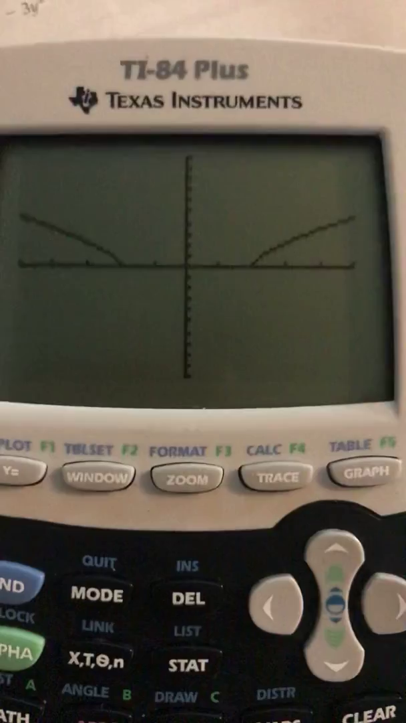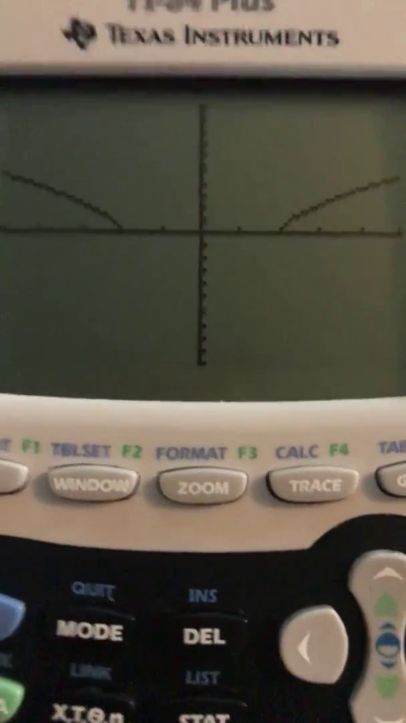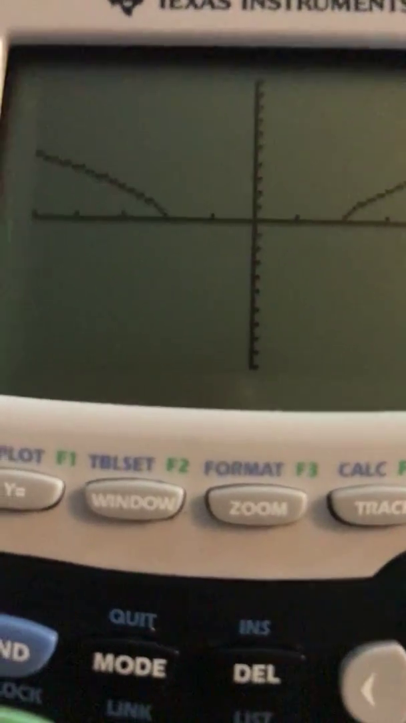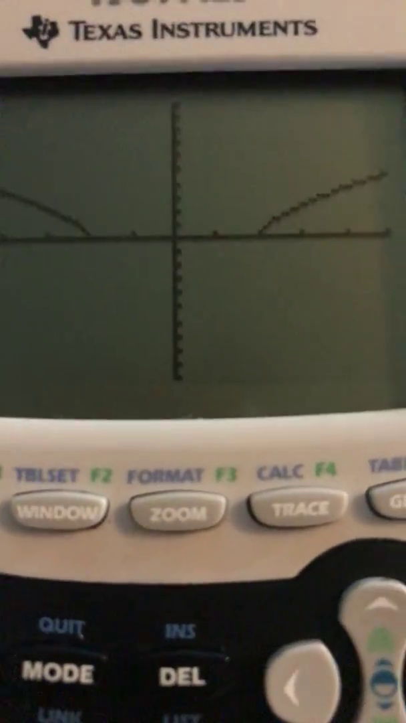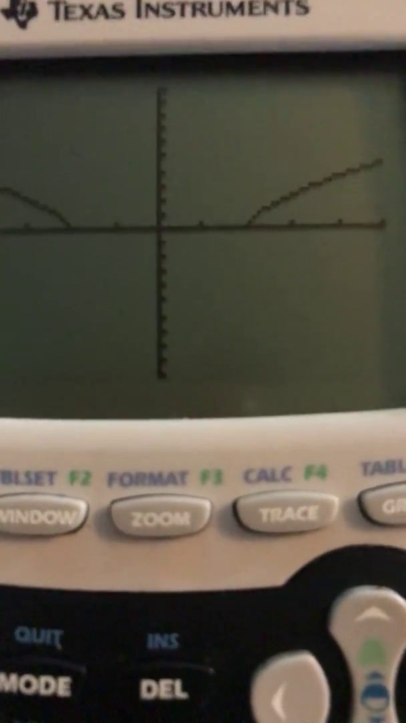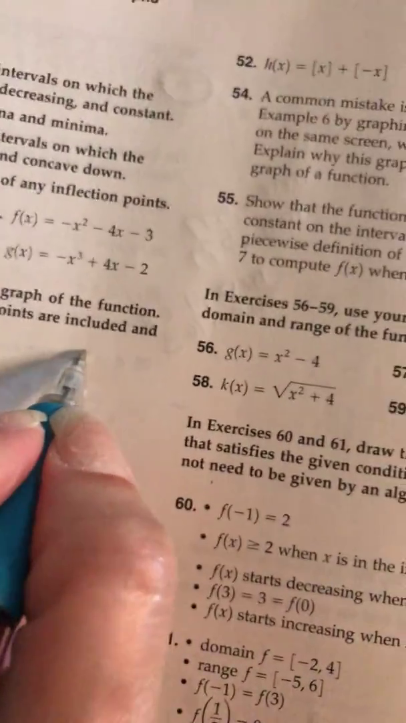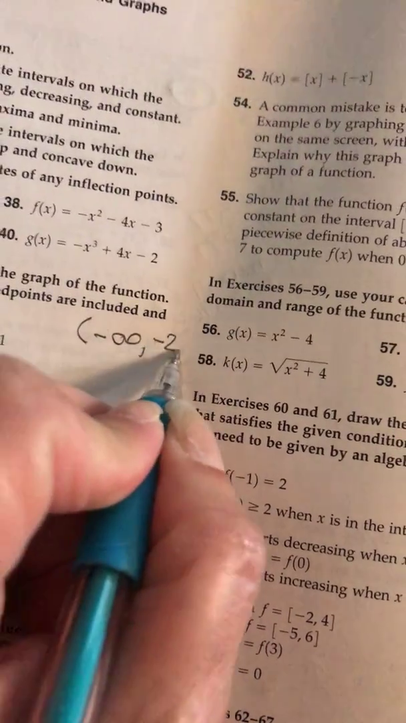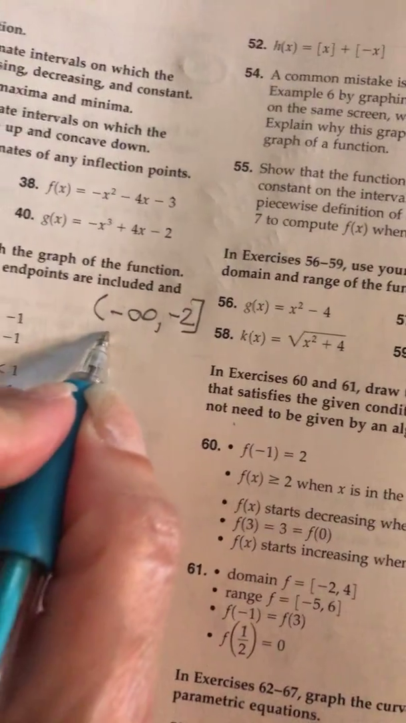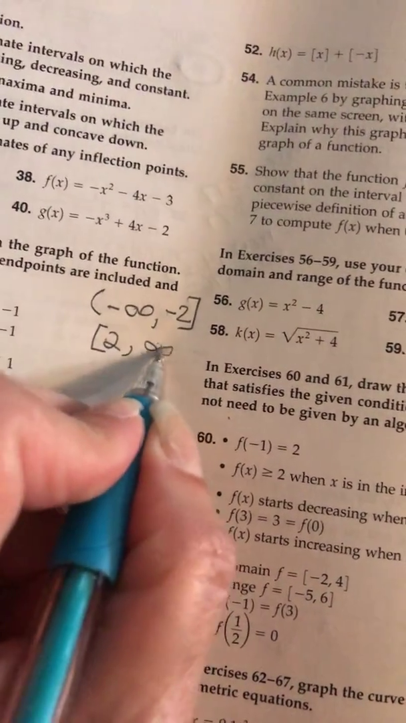And that is correct. So the domain is all the way from negative infinity to -2, including -2, because that would just make what's under the radical 0. And then it would be from +2, including 2, all the way to positive infinity. So right here, I'll write it for you. The domain would go from negative infinity all the way to negative 2. It would be a bracket because it would include it. And then it would go from 2 all the way to positive infinity.